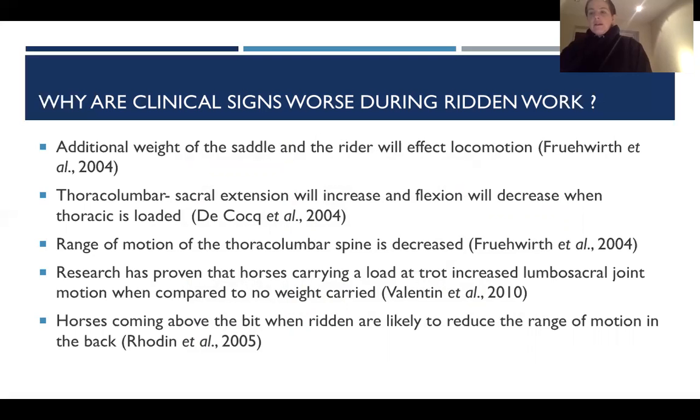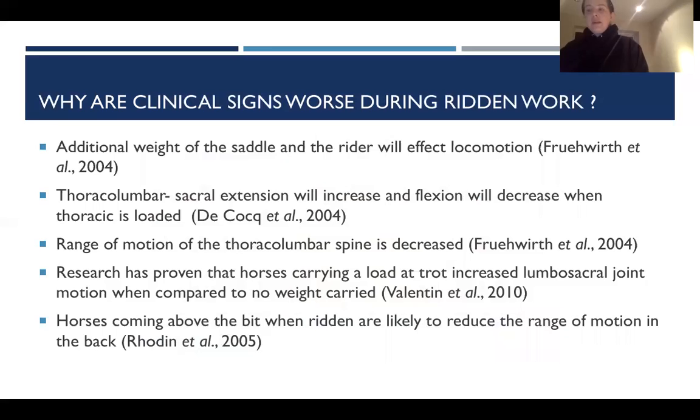Thoracolumbosacral extension increases and flexion decreases when the thoracic region is loaded. The overall range of motion in the thoracolumbar spine is less with a rider compared with a saddle alone, or no saddle or rider at all.